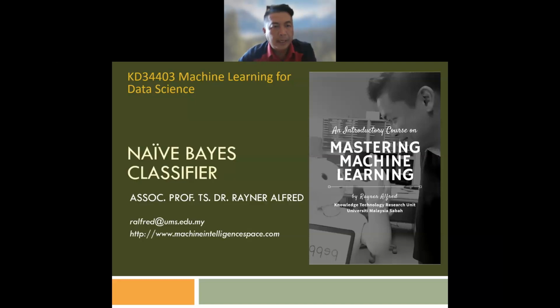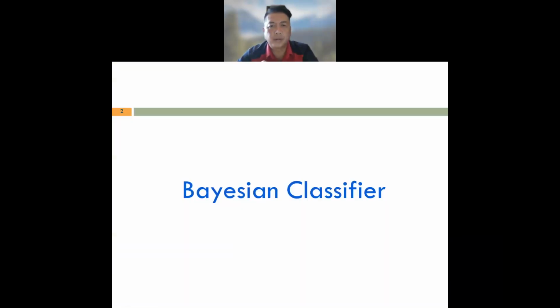For this lecture, we will look into the naive Bayes classifier. This is normally used when you have a non-deterministic problem in which you can use the probability in order to classify the record that you have.